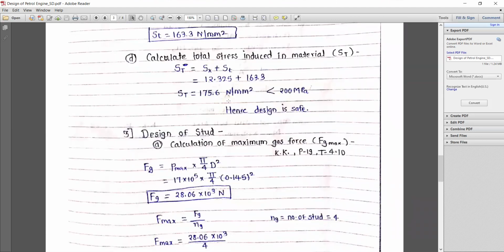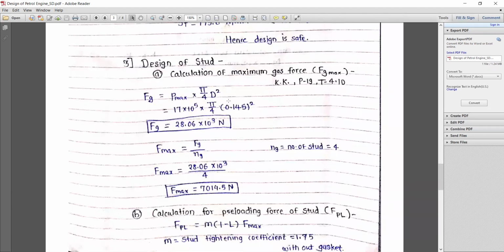Now the total stress needs to be found out. The total stress should be less than 200, and only then is our design safe. So that condition we can check over here. St is equal to Sx plus small t. The addition is 175.6 Newton per mm square, and the allowable stress is 200 megapascal. So hence our design is safe.